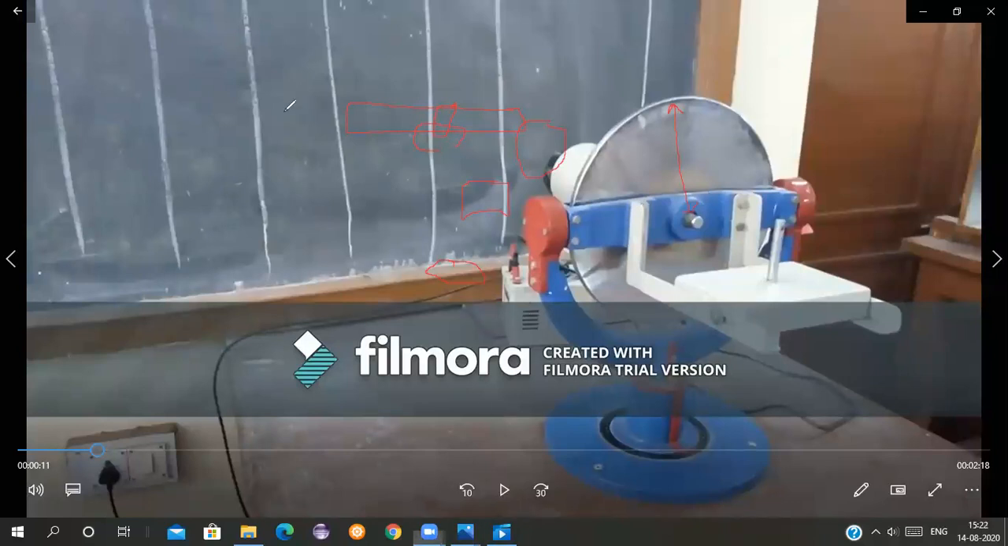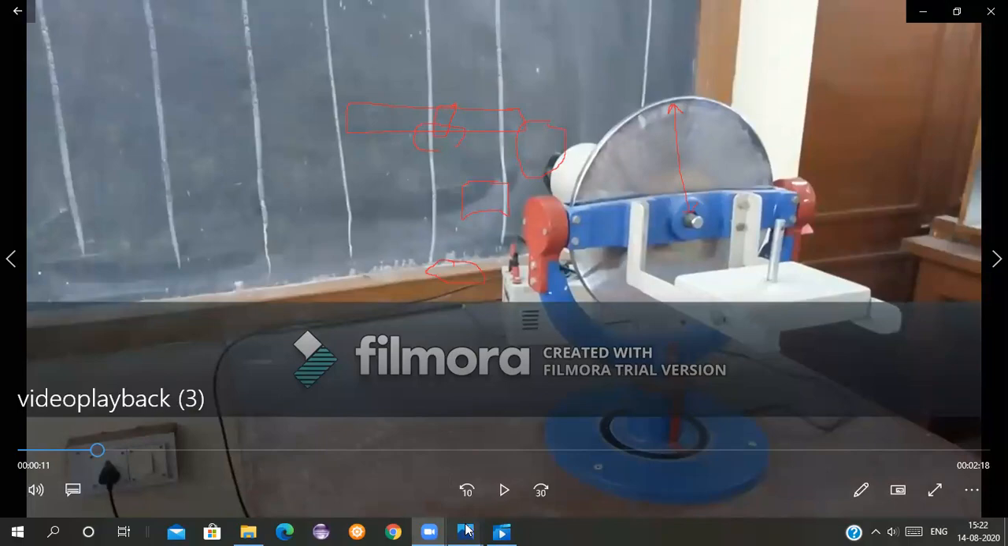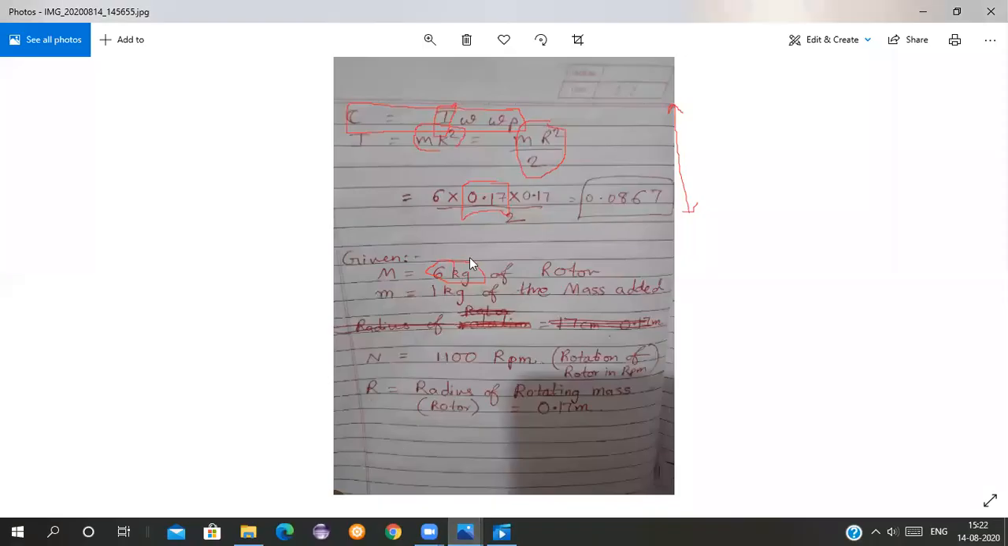So what we have to do, very simple thing: C is equal to I omega omega p. I is mass into r square by 2, that is the formula for mass moment of inertia of a rotor. So I'm getting I as 0.0867. This is my mass moment of inertia. Then I have to find out omega and omega p.